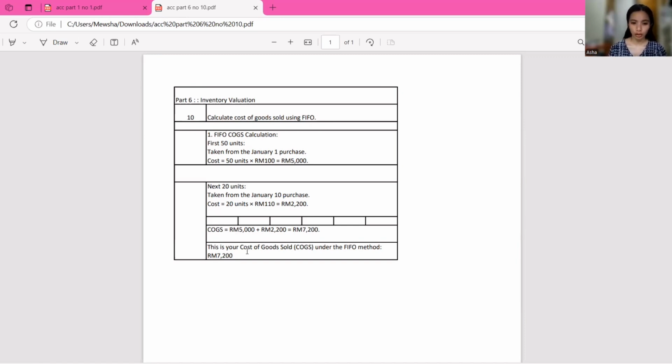So this is your cost of goods sold under the FIFO method. This method reflects the flow of inventory costs, ensuring that the earliest purchased inventory is used up first in the calculation.